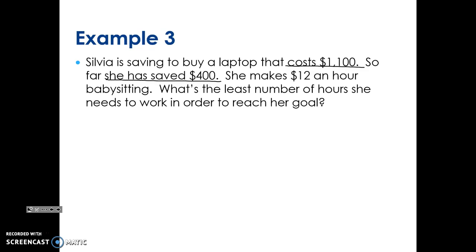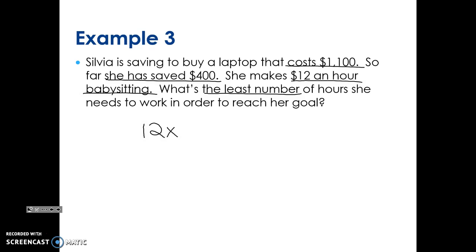And it says she makes $12 per hour babysitting. So $12 an hour babysitting. So it says, what's the least, so we want to know the least number of hours she needs to work in order to reach her goal. So let's set up our equation and we'll go from here. First off, we know that she's going to be working $12 an hour. So that's going to be $12 for every hour she babysits.